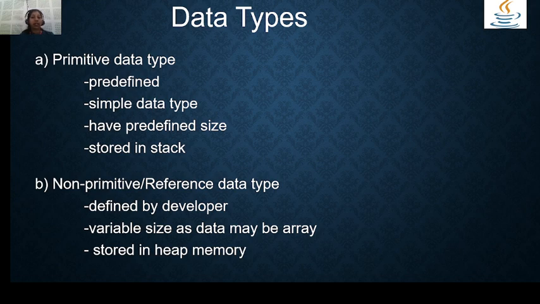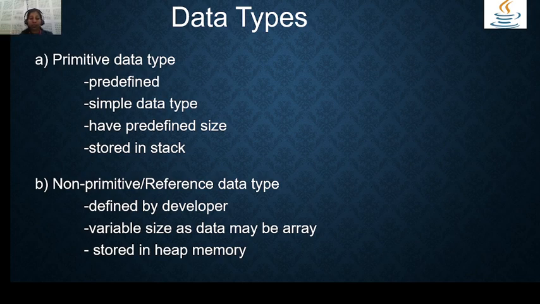Primitive data types are predefined. That is, it is already defined by Java, or it is system defined, you can say. And these are the simple data types and have the predefined size as it is developed already. There are different memory units available in Java, like stack memory, heap memory, object memory is also there. So primitive data types are stored in stack.